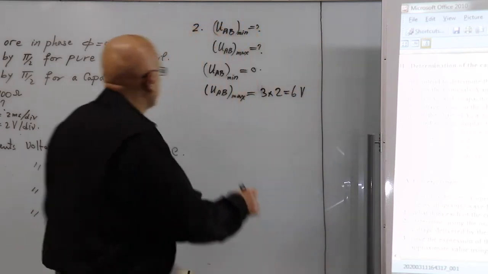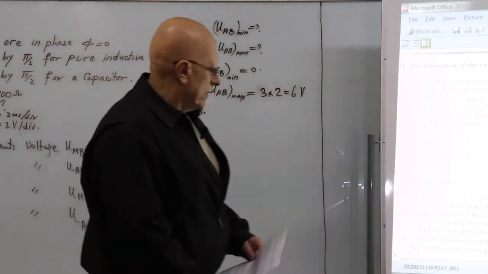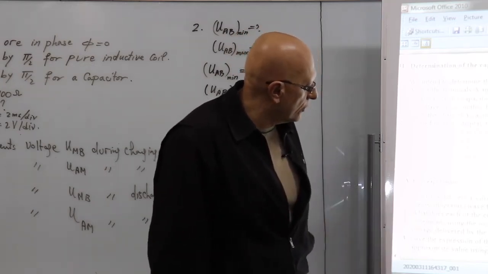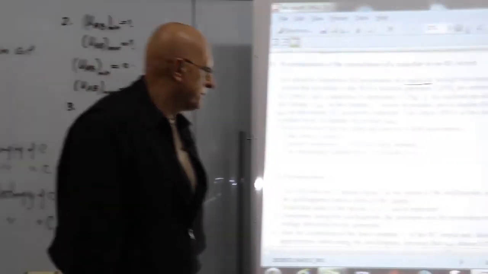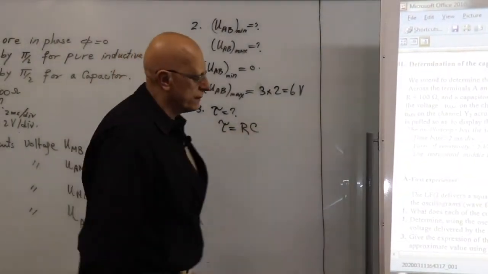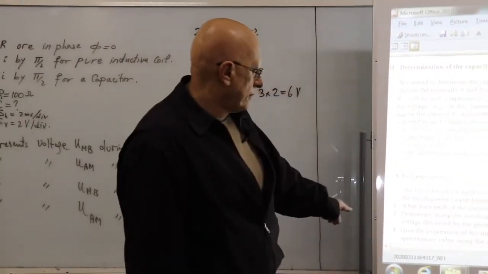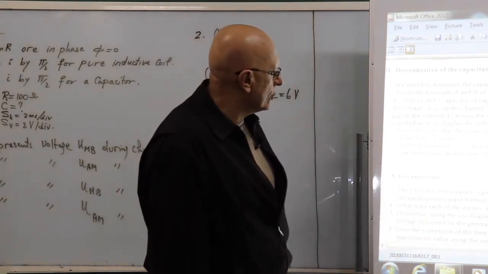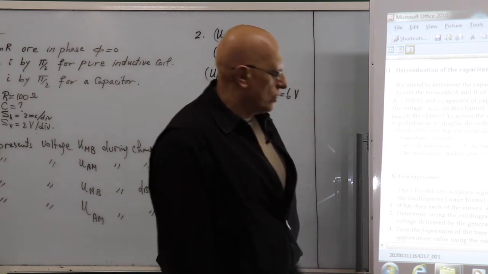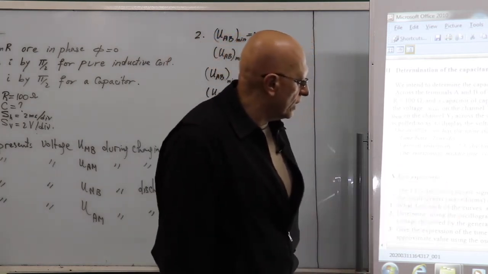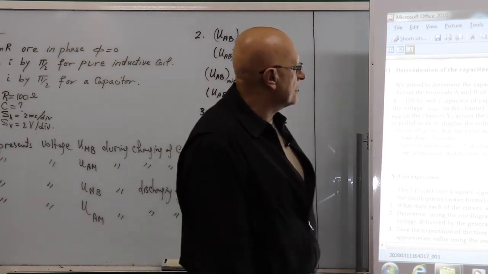Part 3 says: give the expression of the time constant tau of the RC series circuit. So you want the expression, and you know that the expression is simply R times C. And determine its approximate value using the oscillograms, knowing that the voltage UMB attains 63% of its maximum value.